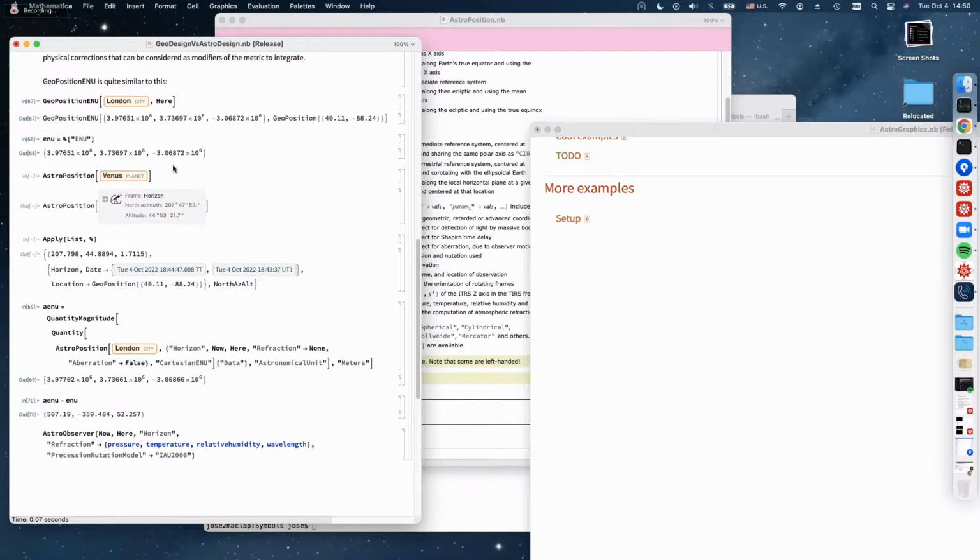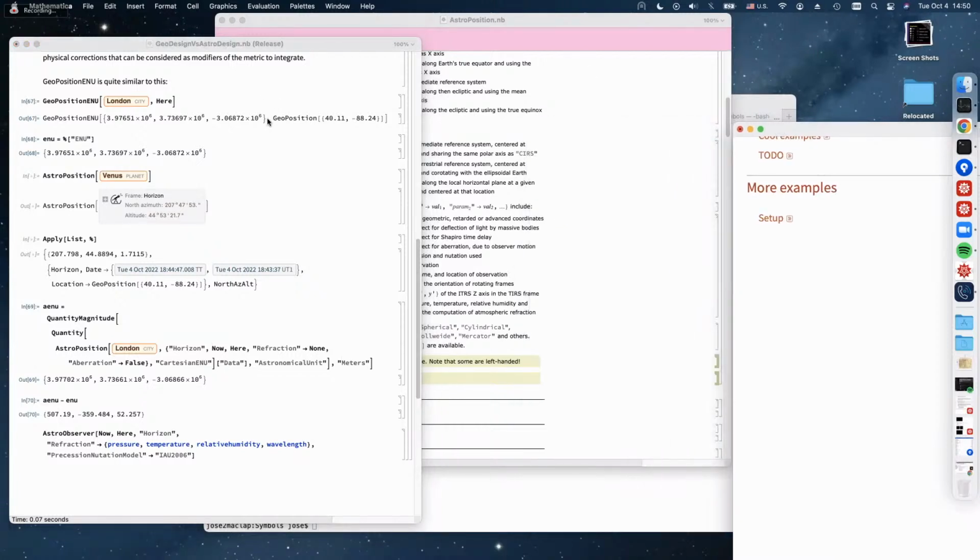I see. The problem is the coordinate system that you quote the astro position in. Okay, here's the issue. Astro position of Venus is an absolute thing. You know where Venus is in some coordinate system, right? Yep. And then wrapping astro observation around that to say, where does it appear in the sky from me? It all makes sense.